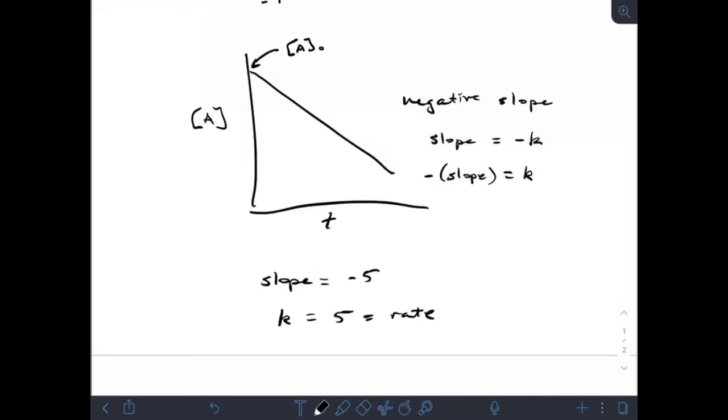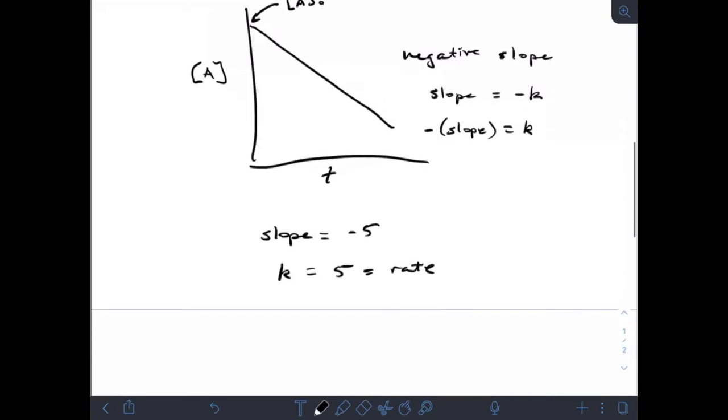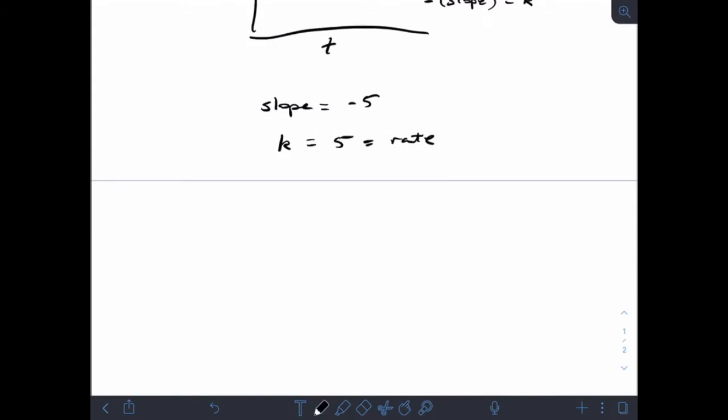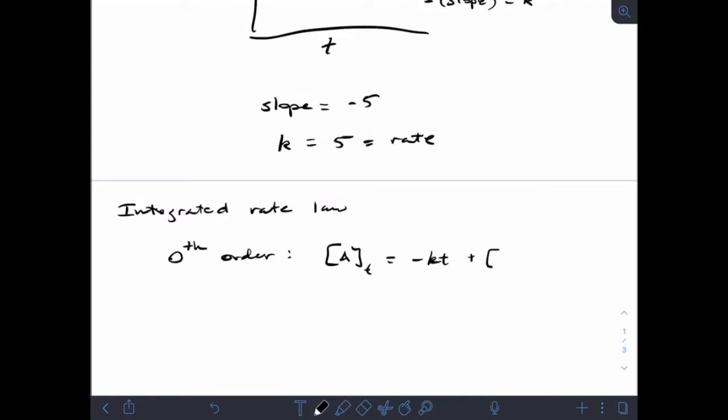If we integrate our rate law, and if you want to see the math, consult a calculus book, I could show it to you, but it wouldn't be worth our time. Basically, we take some calculus and integrate our rate law to describe the line. So for zeroth order, the integrated rate law looks like this: A at time t equals negative kt plus A at time 0.